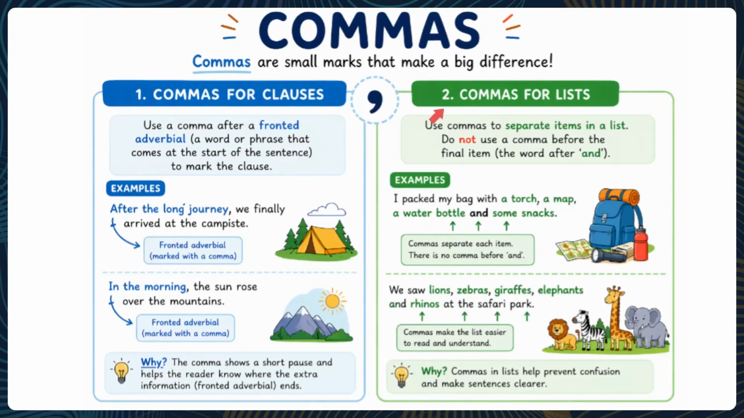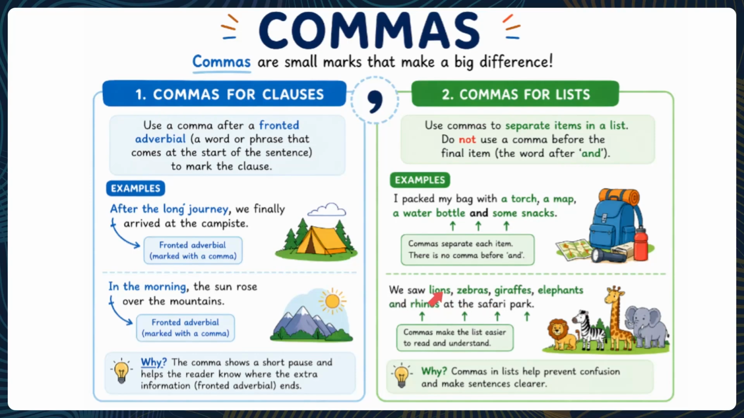And then again, secondly, we've got commas for lists. And again, the key bit is just separating items. So in this example, we have the torch, we have the map, the water bottle, and some snacks. So we have 4 things within the list. And again, the first 3, a torch, comma, a map, comma, and a water bottle, and some snacks. Okay, so the last 2 items are always separated by and on its own, and the other items are separated by a comma. And again, you will know that already.